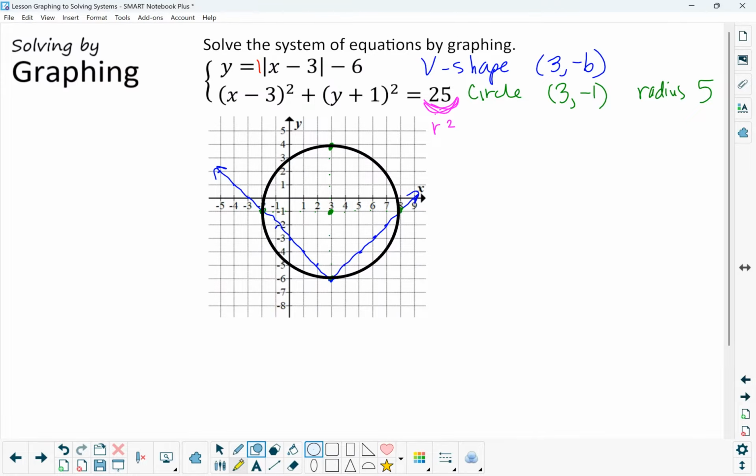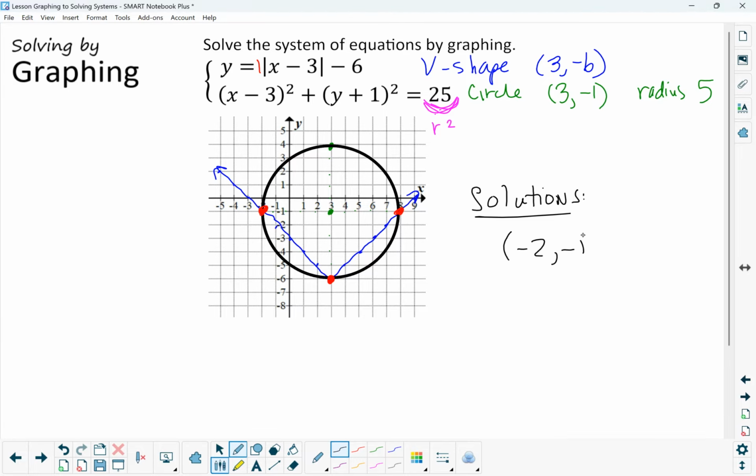And you can see that we do have 3 solutions in this case. We've got this one, and then we also have this one at the bottom. It doesn't cross the circle, but it does touch the circle, so that does count as a solution. So there are 3 solutions to this system. They are -2, -1, 3, -6, and 8, -1.